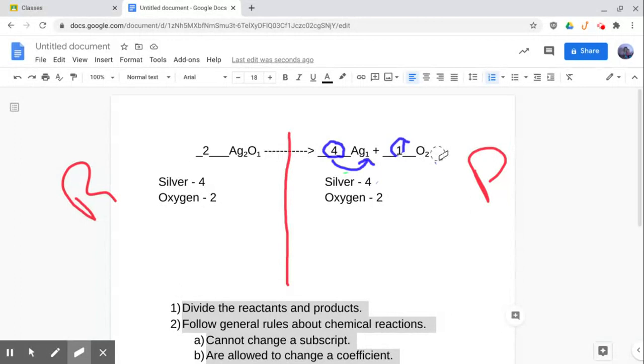It appears we have a balanced chemical equation. We've checked it. We've double checked it. And everything works out as it should. So that is number 1 in terms of how to balance chemical equations. Look for video 2 very soon.